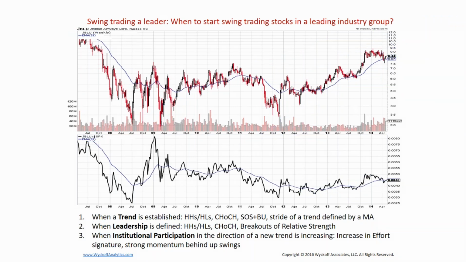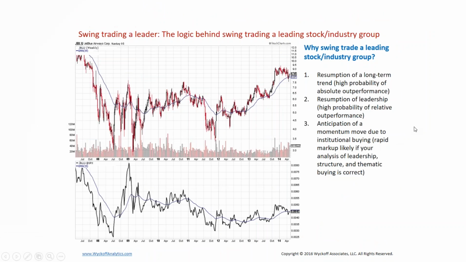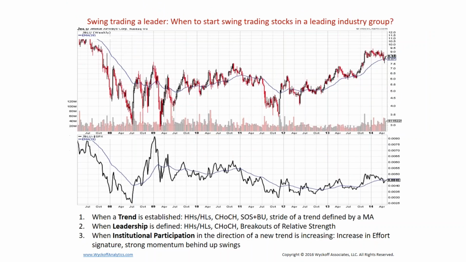So this is kind of like a definitional suggestion here, ideas as to why we would be looking at the stocks in the leading group and how we would be looking at those stocks, where specifically we would be looking for position entry for us.